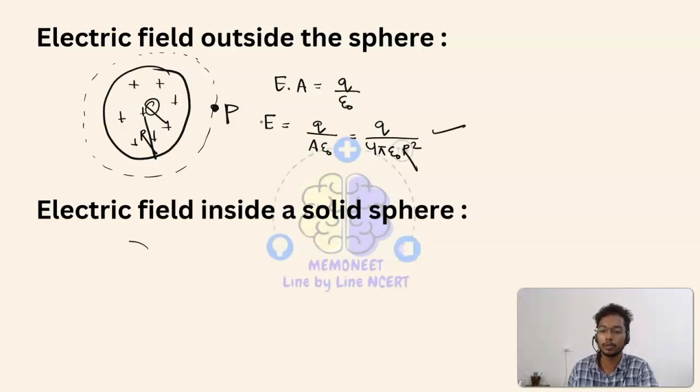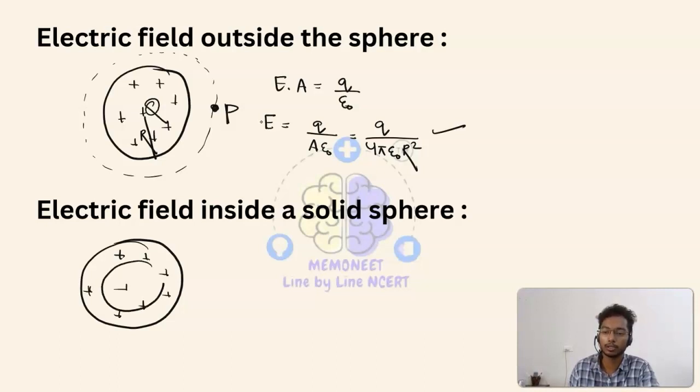Now let's say inside the solid sphere. Let's say we have the solid sphere here and charge is distributed within it. We are taking the electric field inside. At the point P we have to find the electric field, and this is the Gaussian surface I have drawn. It is an imaginary surface. Let's say the sphere has radius capital R, and we are finding the electric field at some distance small r from the center.